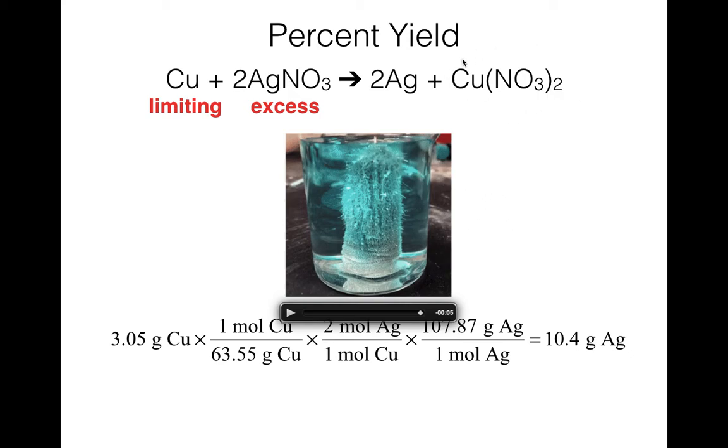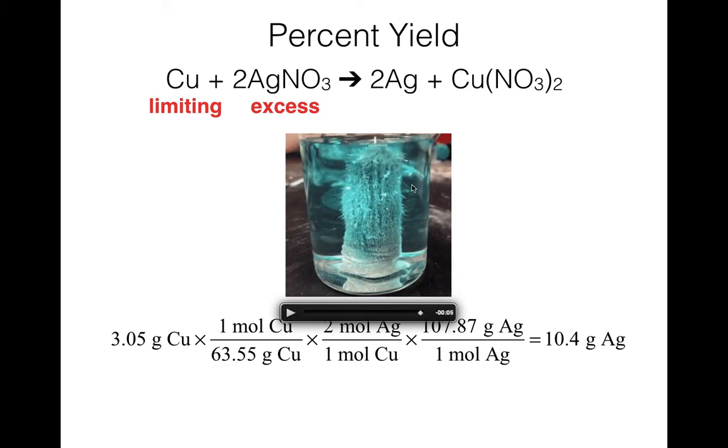Look at what's being produced here. I mentioned this very briefly in a previous video on chemical equations when we were classifying chemical reactions. It forms copper ions, and copper ions are blue. You can watch that again. So we fill that with silver nitrate, and then the silver crystals form.